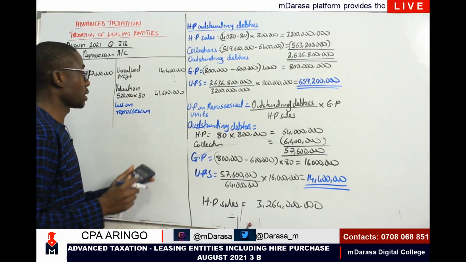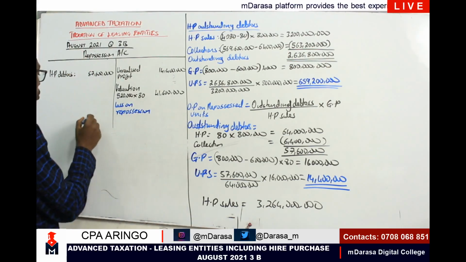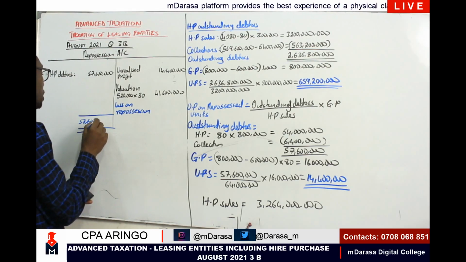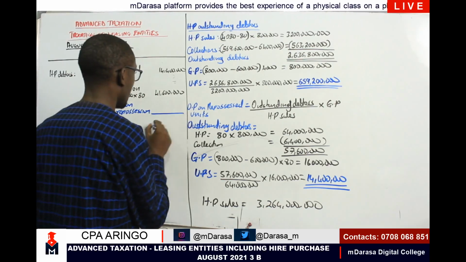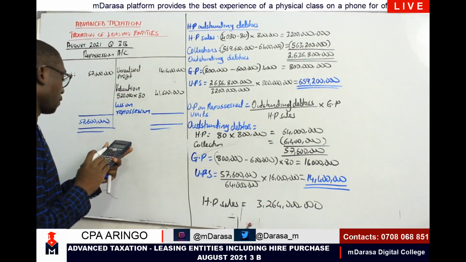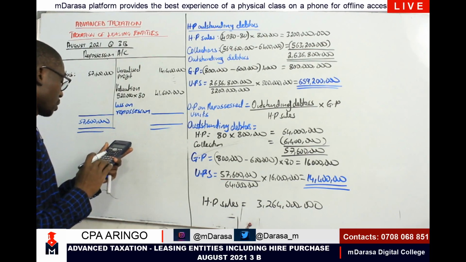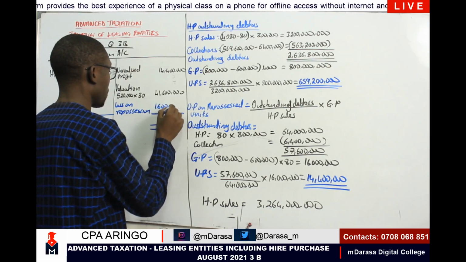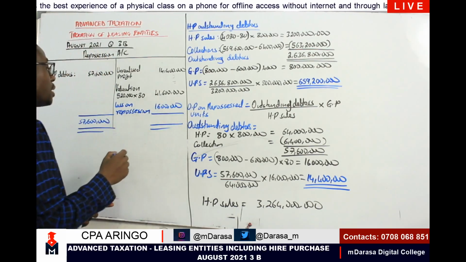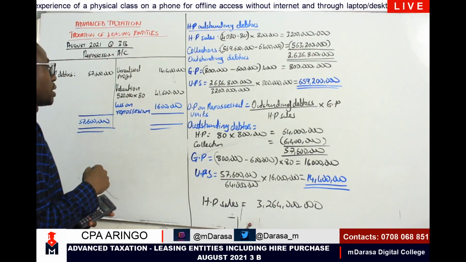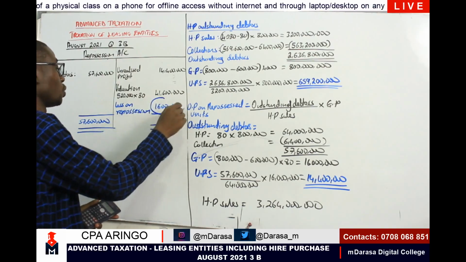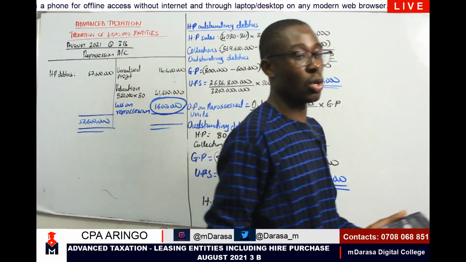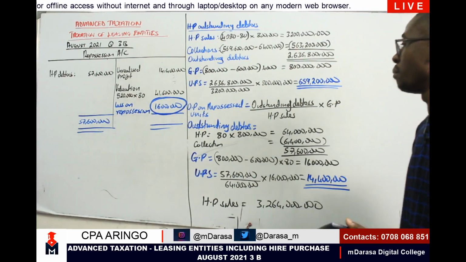We had a figure of how much? Loss on repossession. This is 57.6 million. We less the figure that we had, 56. So 57.6 less the answer, we should be having 1.6, being on the credit side. So this is the loss on repossession, which we are going to consider.